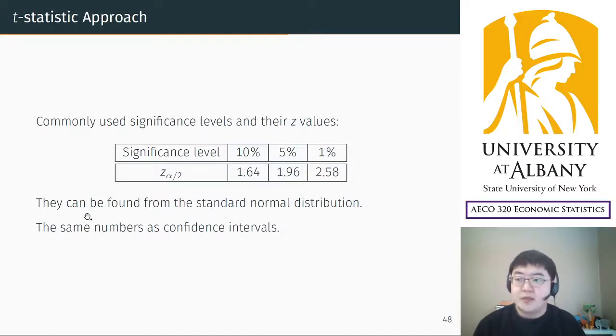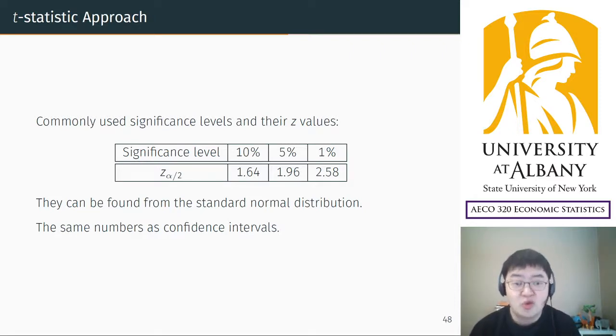Hello. In the previous video, I explained the t-statistic approach, and I forgot one page. But it's simple. You remember, depending on the significance level alpha, the z-value changes. Z alpha over 2 is given by these numbers for each of these significance levels. So they can be found directly from the normal distribution table.